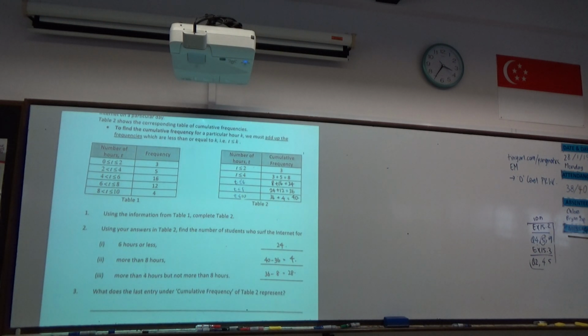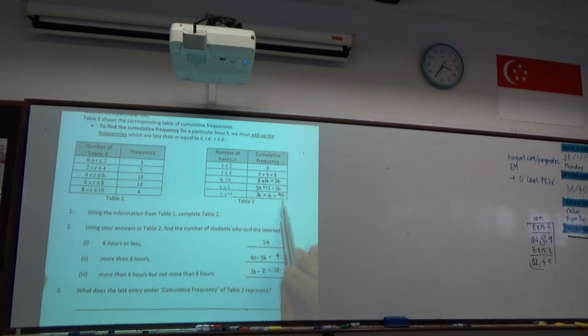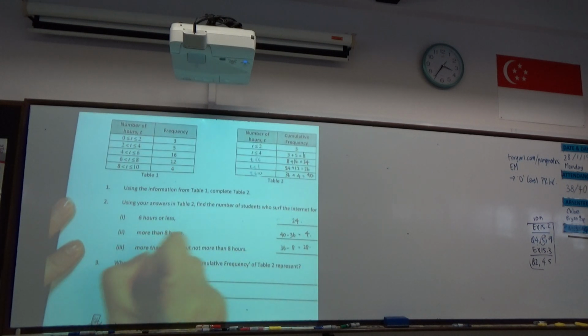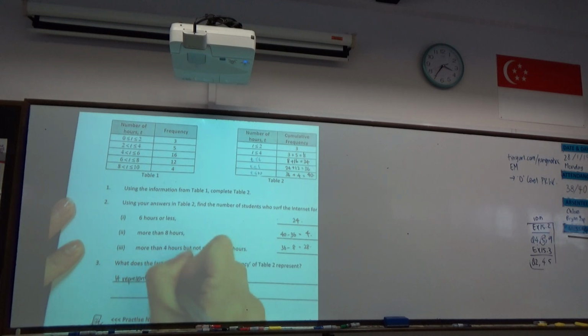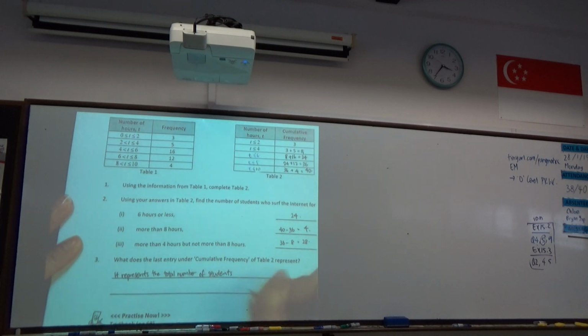Question 3, what does the last entry under cumulative frequency of table 2 represent? Okay, so this value over here will always represent the total frequency, or the total number of students in this case. So in this case, it will represent the total number of students, but in general, it means that it is the total frequency.